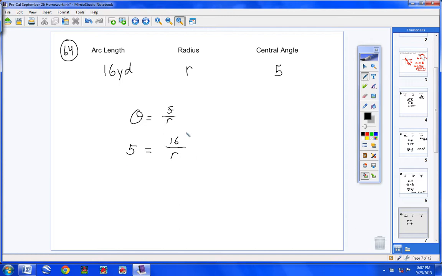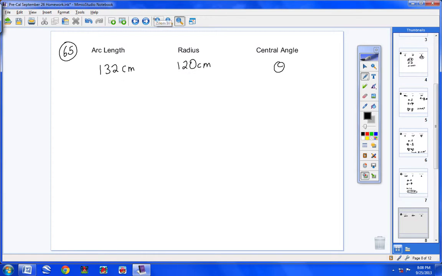Now, there's a couple of different ways to do this. I would just simply recommend you put the 5 over 1 and then cross multiply like we've been doing. So 5 times r would be 5r. 1 times 16 would be 16. Now divide both sides by 5, and when you do that, you should get exactly 3.2 yards. So the radius is 3.2 yards. All right, number 65.